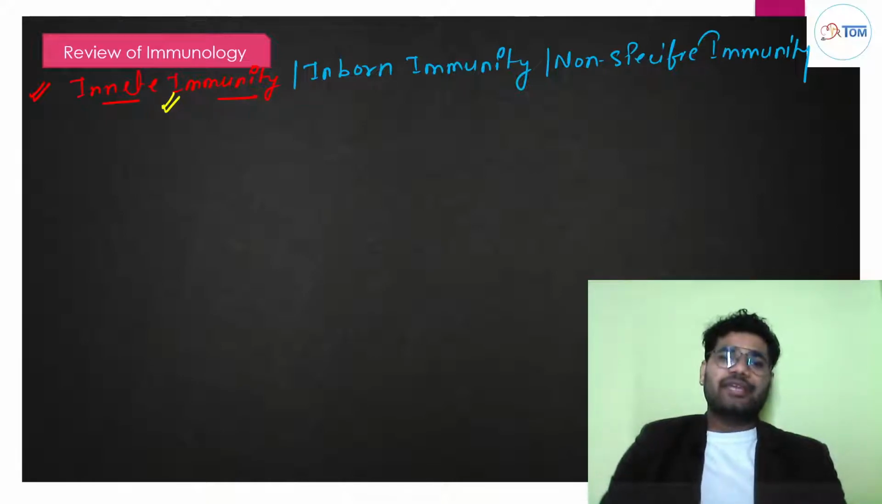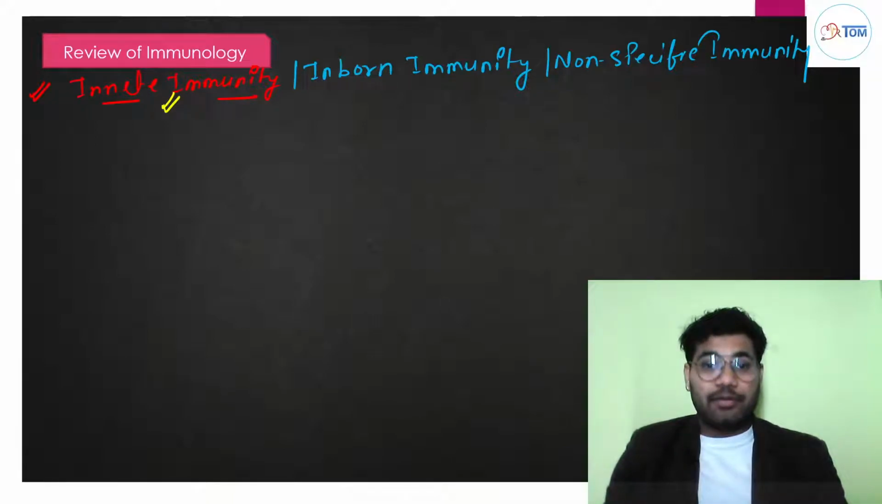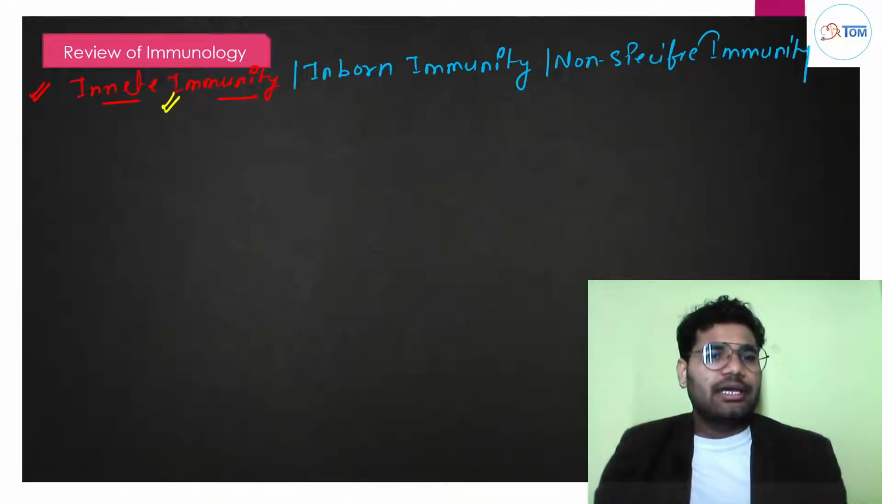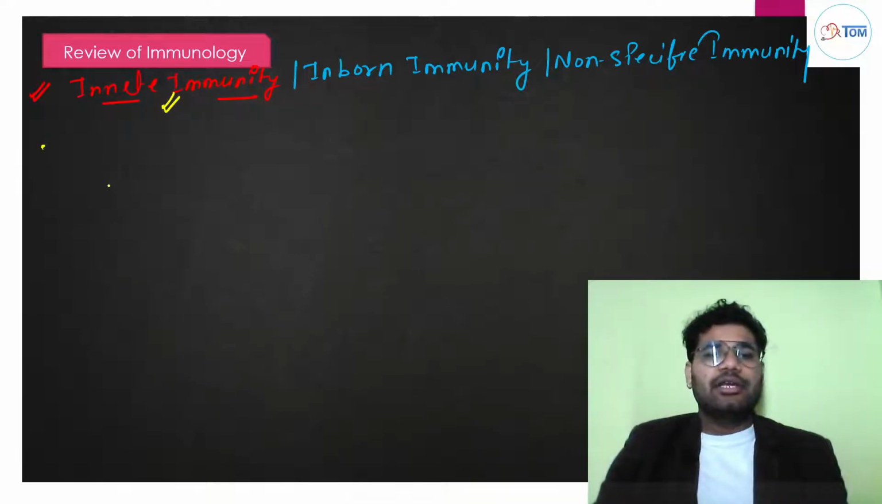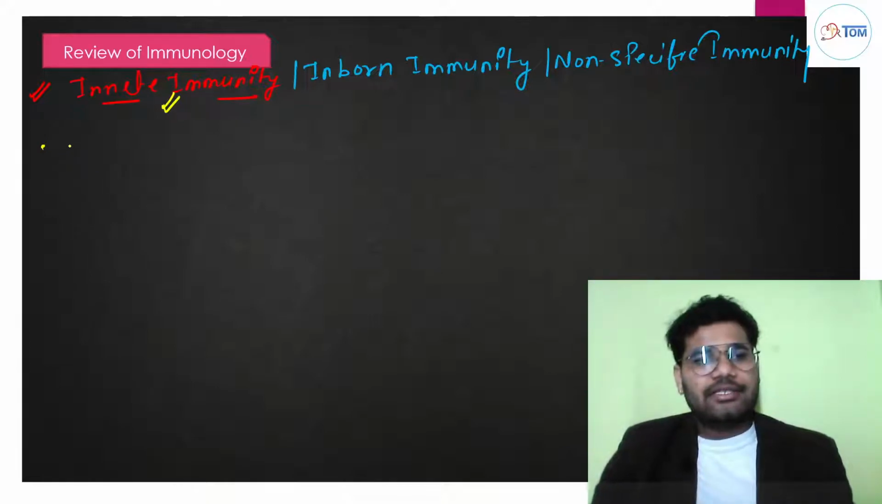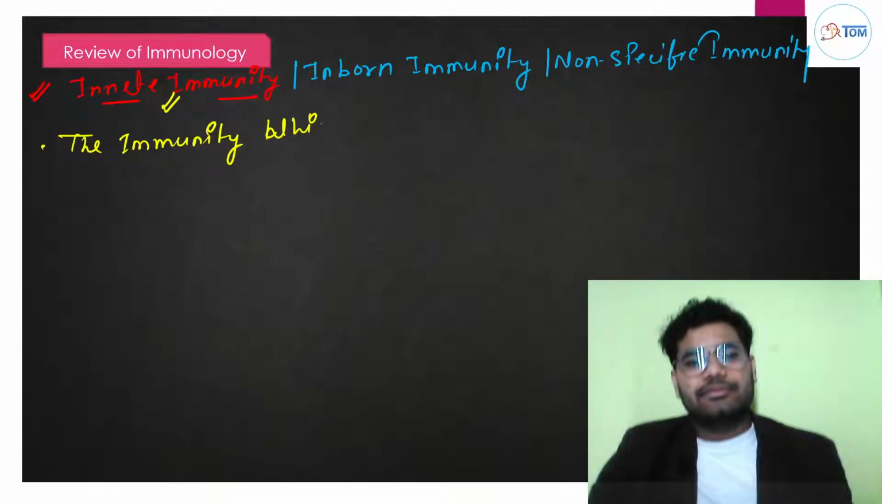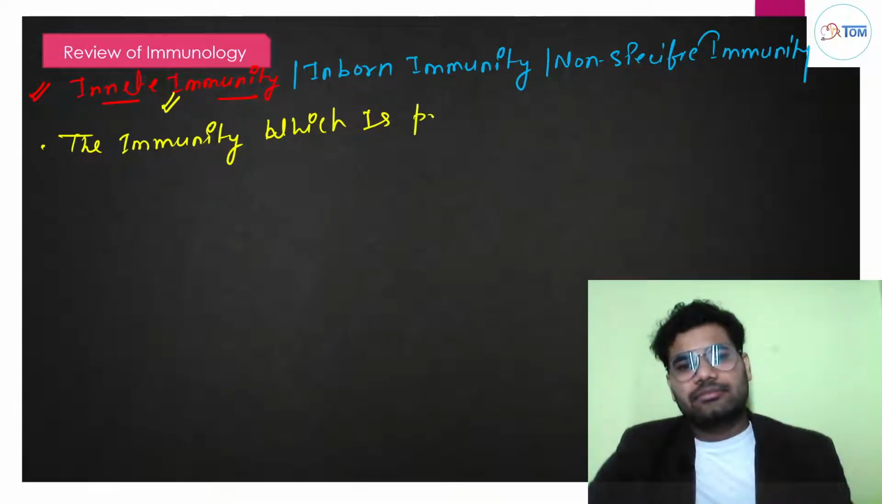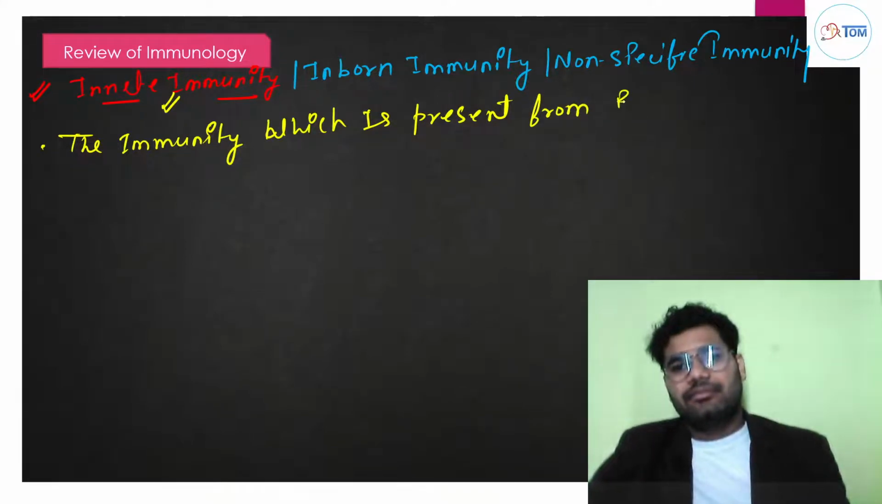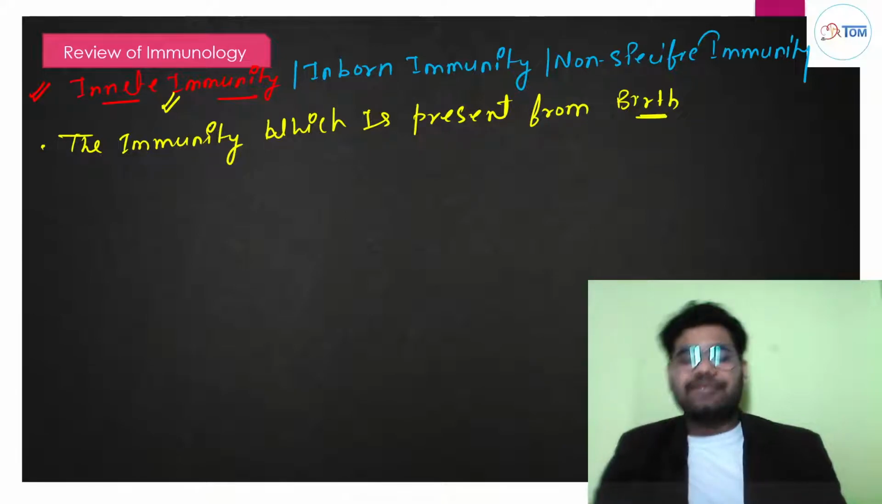In the last lecture we discussed that immunity can be of two types: innate immunity and acquired immunity. And what is innate immunity? Innate immunity is that immunity which is present from birth, right? That is the definition. So the immunity which is present from birth, that is the first thing.